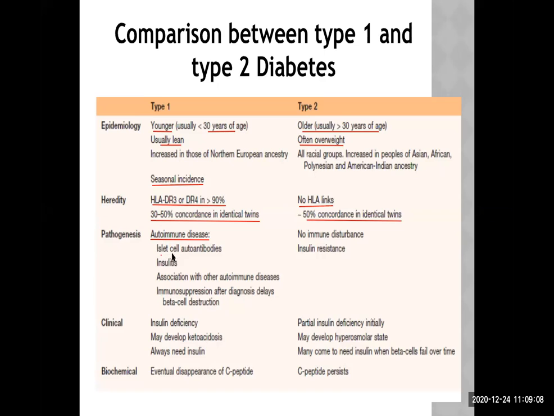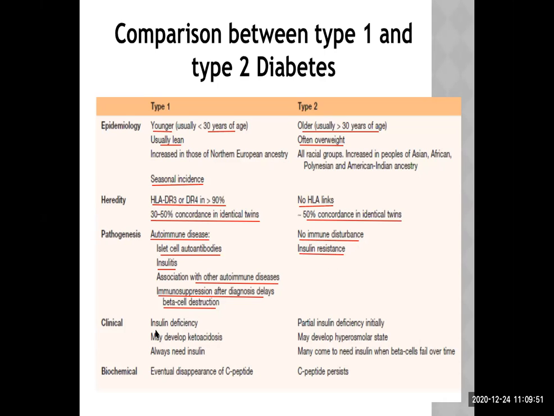Regarding the pathogenesis, this is an autoimmune disease, that is type 1 diabetes. So there is presence of islet cell autoantibody, there is insulitis, there is association with other autoimmune diseases like vitiligo, myasthenia gravis, Addison's disease, Hashimoto's thyroiditis, pernicious anemia, or even Graves' disease. And one more thing, immunosuppression after diagnosis delays the beta cell destruction. All of these points are in favor of an autoimmune mechanism for the destruction of beta cells. Whereas in type 2, there is no immune disturbance, but there is insulin resistance in the periphery.